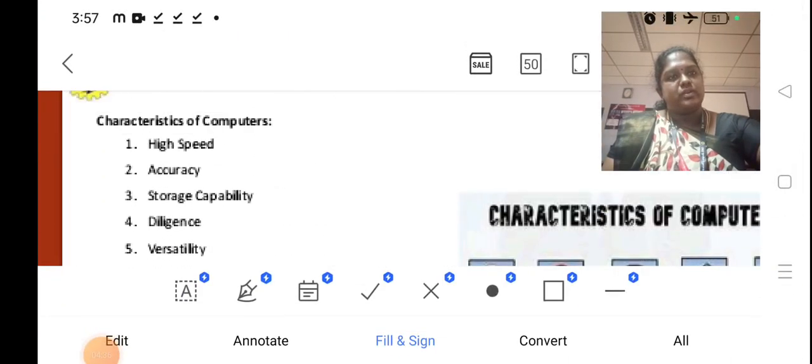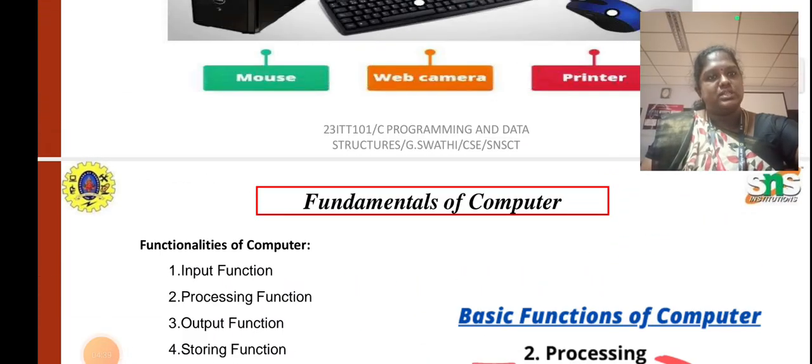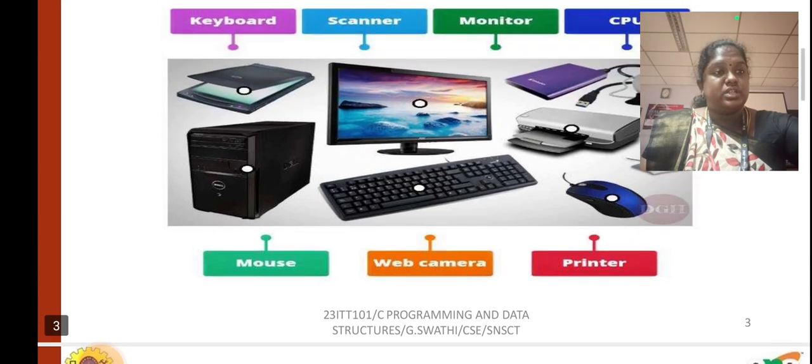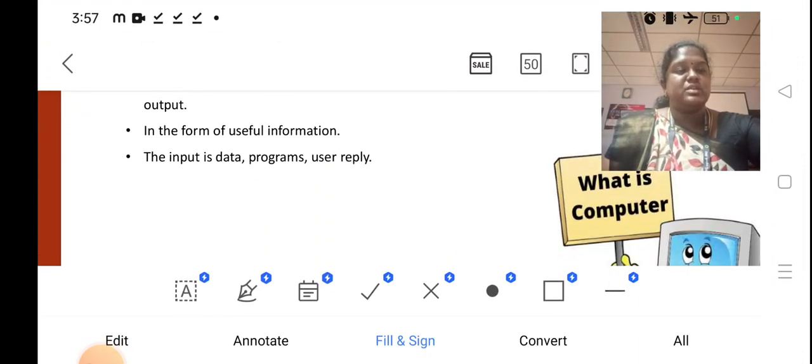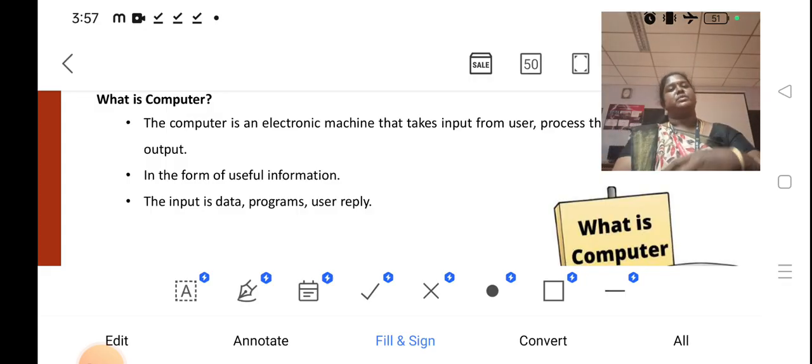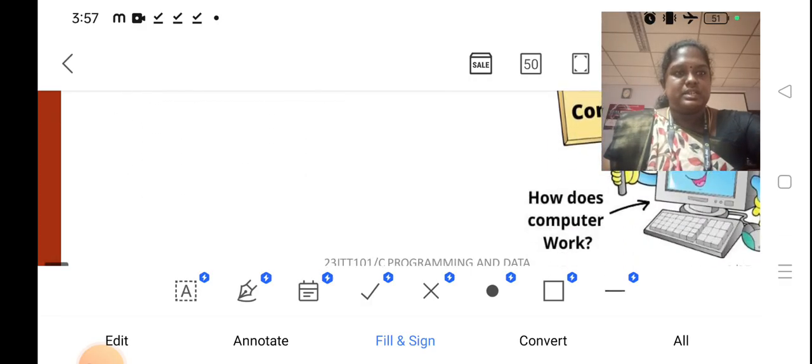Now I recall the presentation. Now my topic is the computer. A computer is an electronic device that takes input from the user, processes the data and then gives an output, which is useful information. Input is data, programs and user replies, etc.